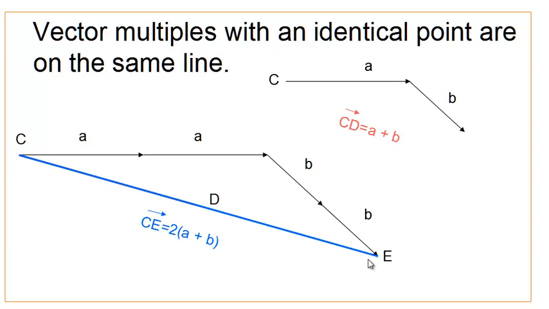As long as there's one point in common, they must be on the same line because they're multiples of one another. One last thing to say is that a multiple could be a fraction, half times one set of vectors, or a tenth, or something like that. So let's return to our question and have a look.